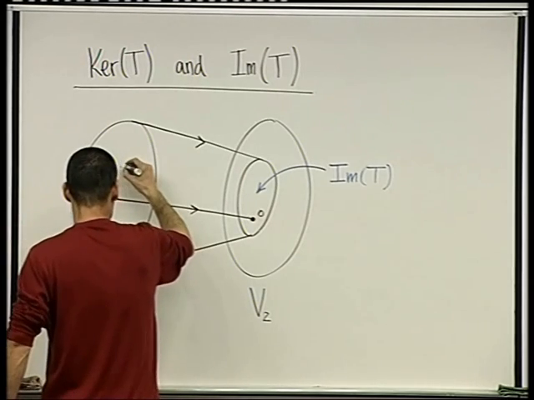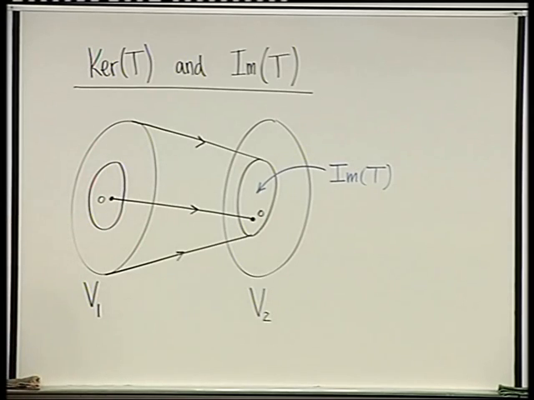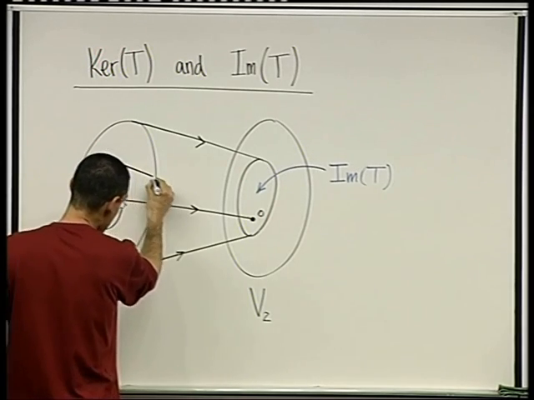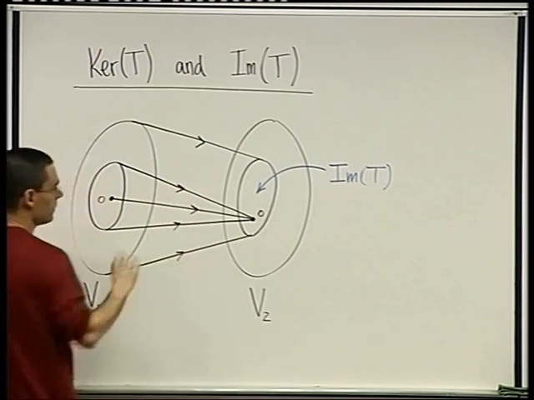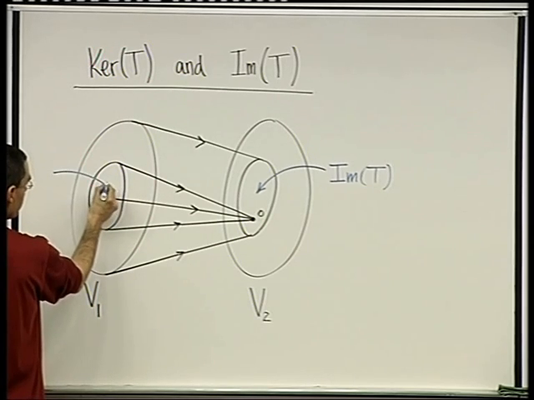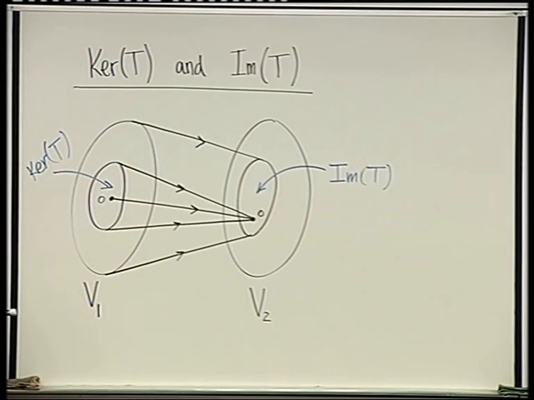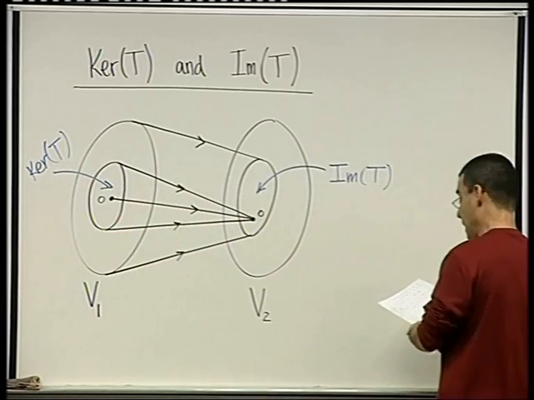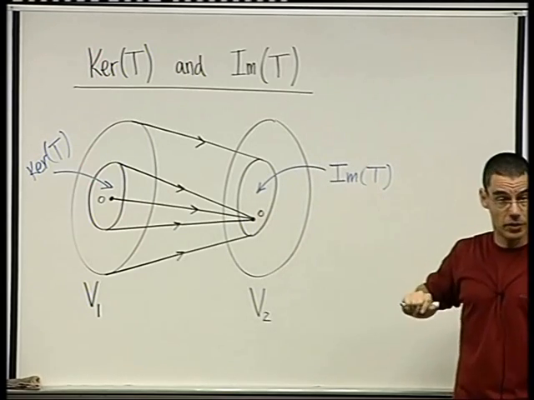Okay, so let's make here another inner balloon, like that. And these are all the guys that are not just carried anywhere, but that T sends to 0. Clear? This is the kernel of T. All the guys in V1 that T sends specifically to 0 in V2. Okay? So let's write the formal definitions now. But if you understand this picture, which is just a way of picturing things, then this is really the definitions.